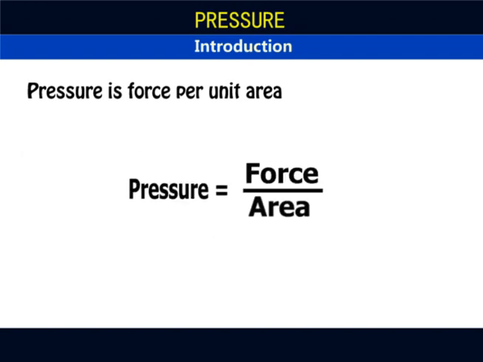So depending on the amount of pressure that we want, we vary these two variables, force and area. If we want a high pressure, we can either increase the force or reduce the area of contact. If we want low pressure, we do the exact opposite. And here is how it works.